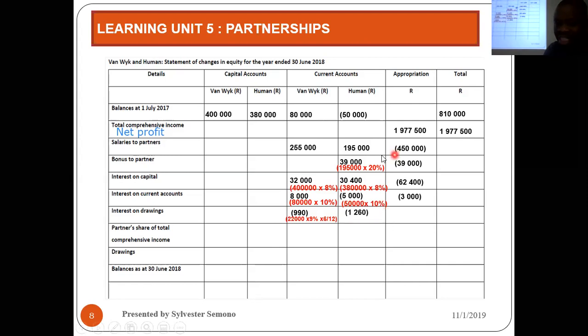So if you can check, there's a pattern here. If I don't have brackets here, I'm going to have brackets here. If I have got brackets here, I'm going to have what? No brackets. Check. It works like that.